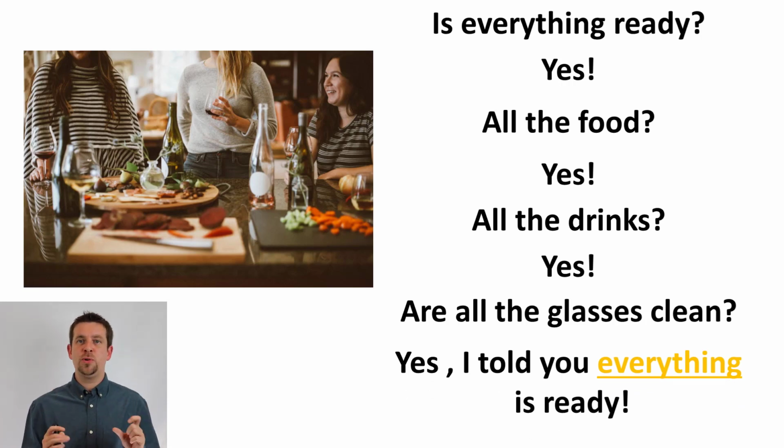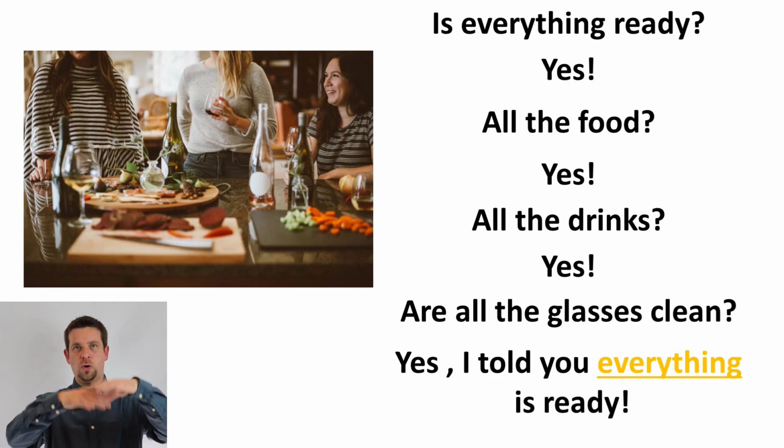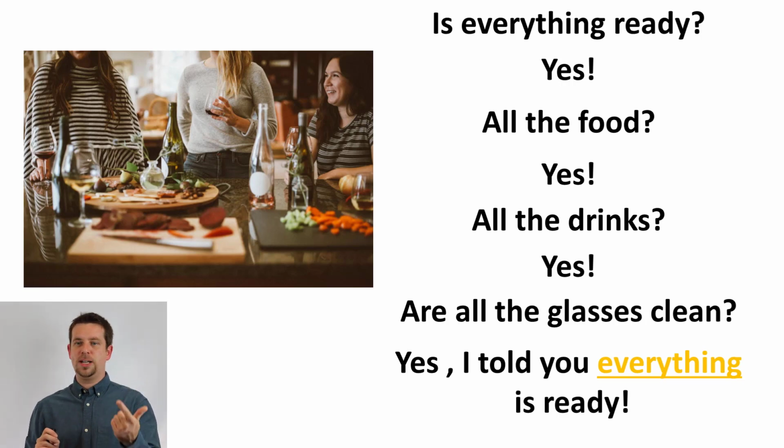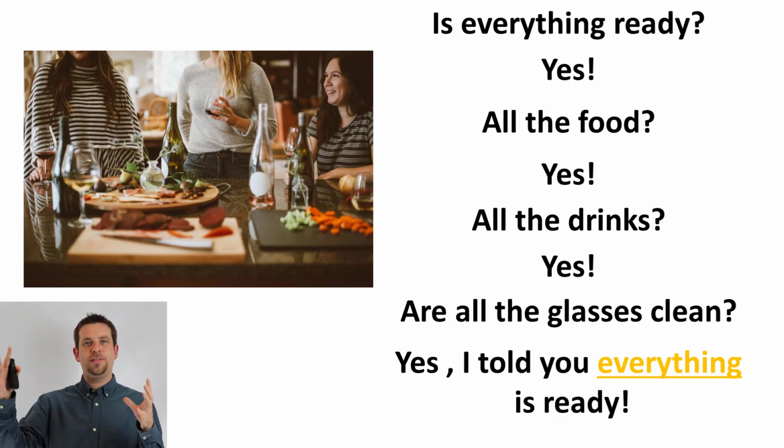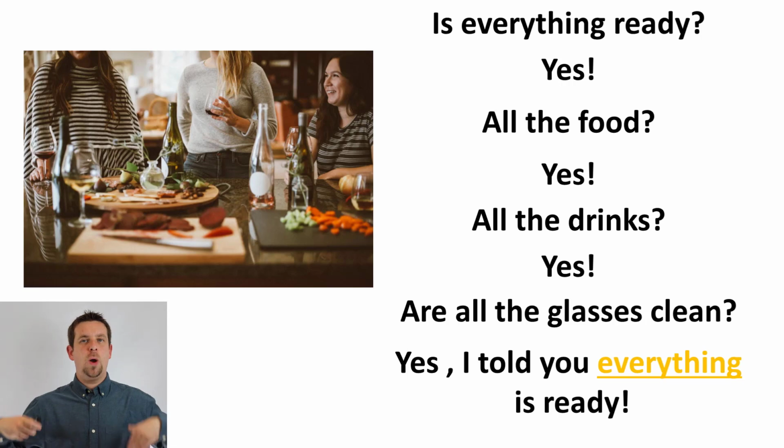So in that moment where we're using all the, we're talking about 100% of one specific thing. Where I can ask like all the food, like you can see in this image, there's different kinds of food. When I'm talking about all the food in general, all the drinks, are all the glasses clean? And this is where all the can be used to talk about one specific kind of thing and its totality. But when we talk about the food, the drinks, glasses, everything, we use the word everything to talk about all the different things as one collective, okay?